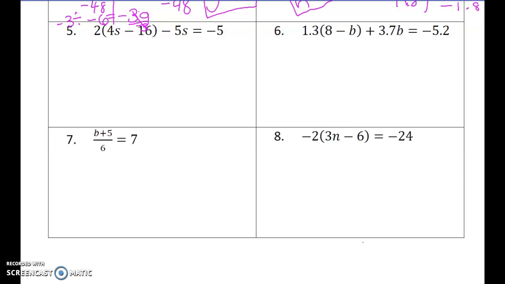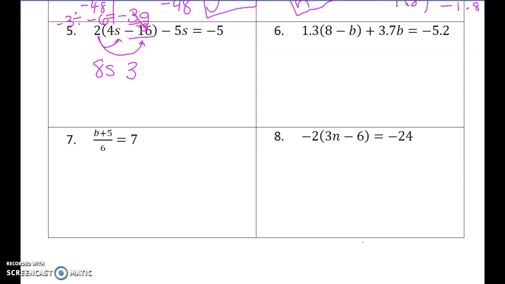Right, for number 5, it's going to be exactly the same. So first, I want to distribute. So I'm going to distribute this 2, or multiply it to everything inside the parentheses. So when I do that, I have 2 times 4s, so that's 8s. And then I'm going to do 2 times negative 16, so be careful with those signs.